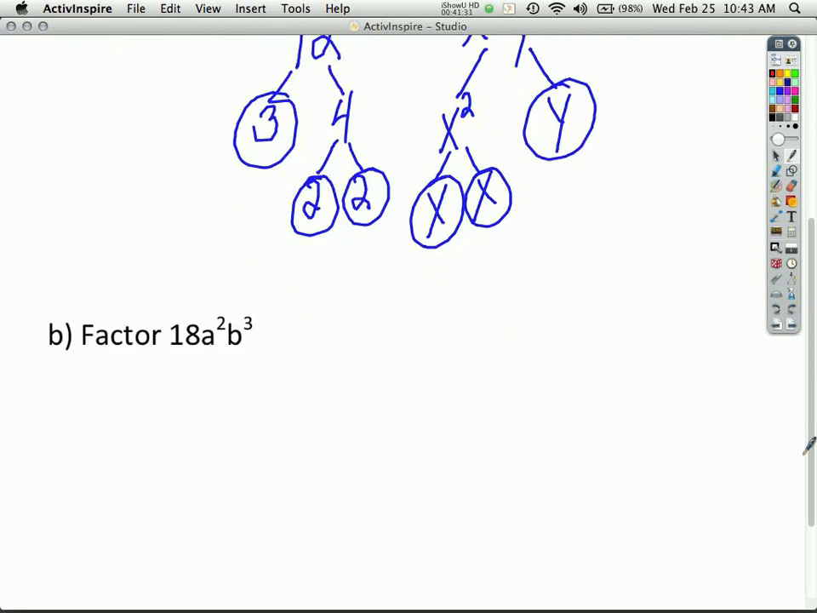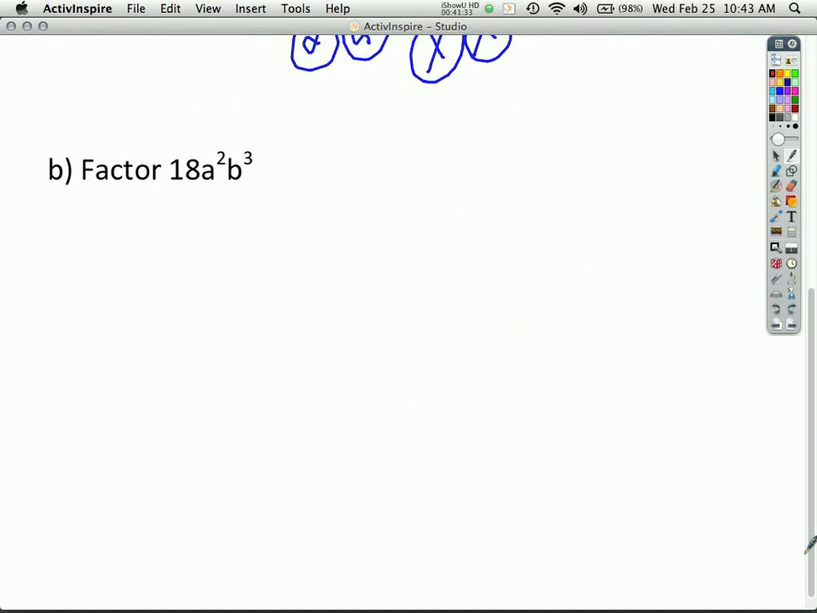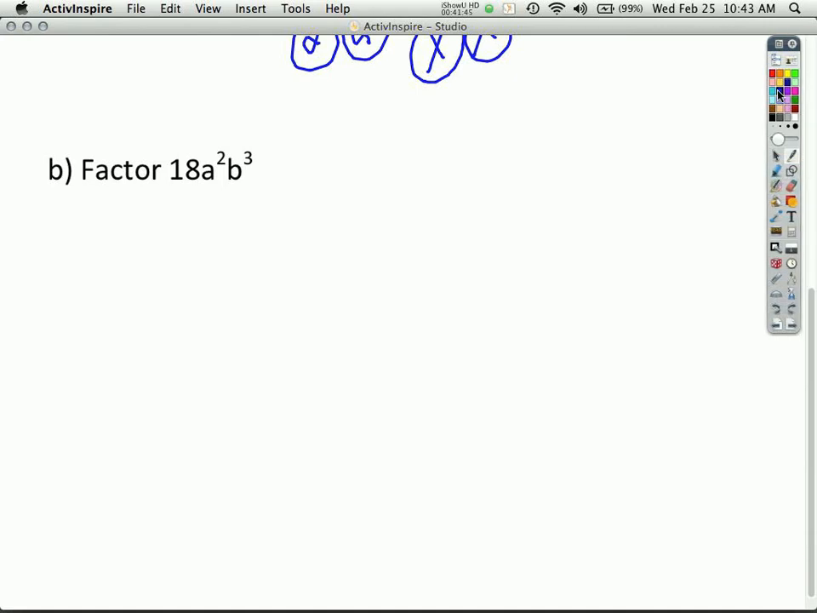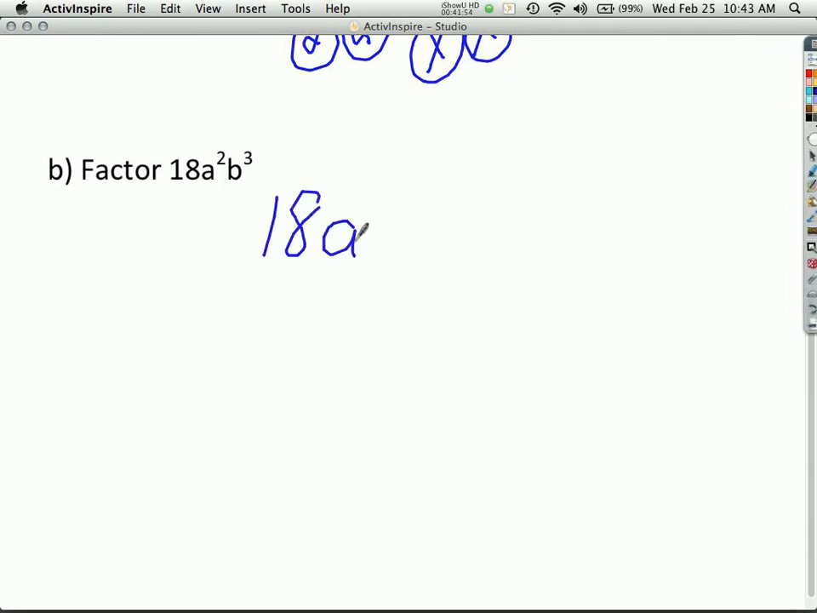That's what we're going to talk about right now. So now that we've seen it, and now that we're super bright, we can use our minds creatively. So now we're going to factor 18a squared b to the third. But we're going to do it differently, and I don't want you to do anything. Don't start writing the answer, even if you think you know. Okay? Got 18a squared b to the third.